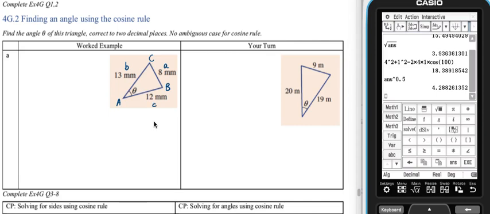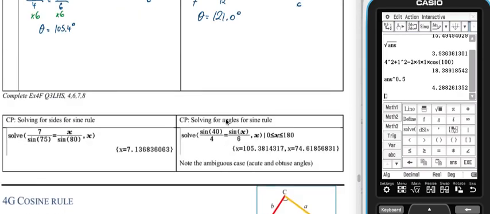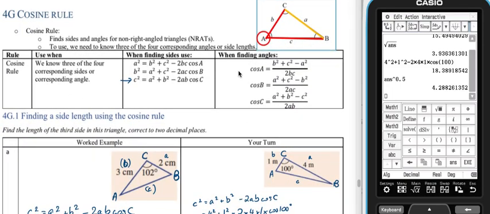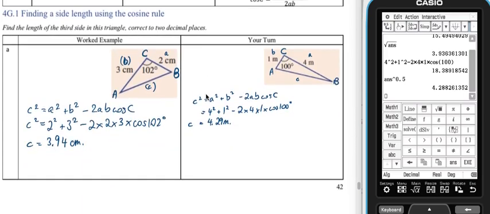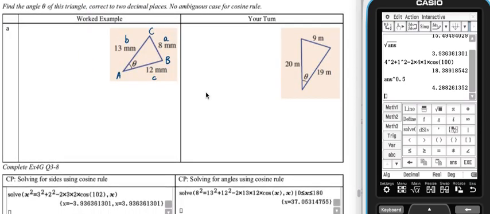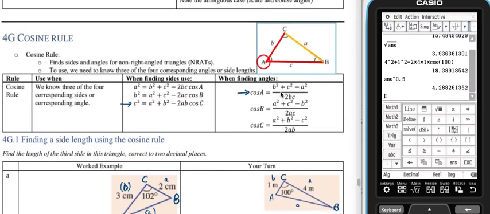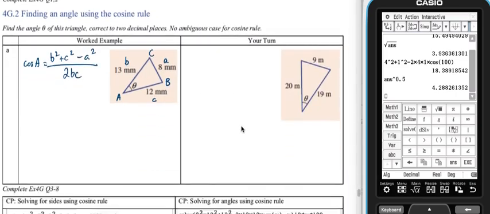Our next step is to solve for angle A, so we want the subject of the equation to be angle A. Which equation should we use, cosine A, B, or C? Well, this one more or less has A as the subject, so we're going to use cosine A is equal to B squared plus C squared, take A squared, on 2BC. I like double checking that I get the equation correct: B squared plus C squared, take A squared, on 2BC.